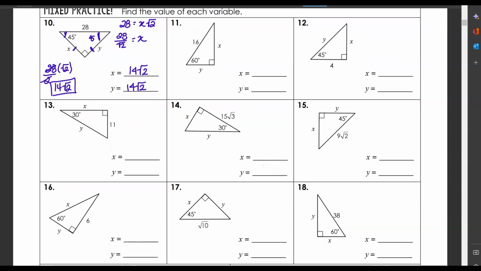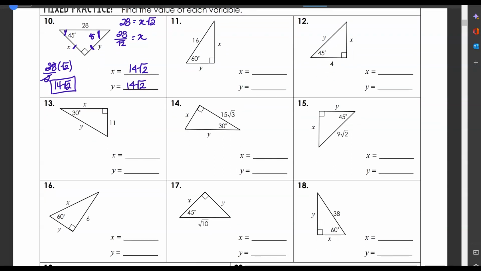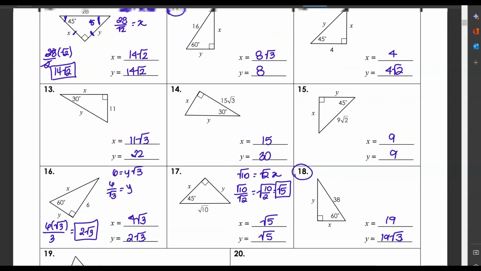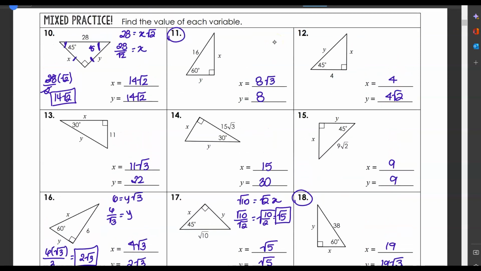Okay. All right. Let's go ahead and try some of these. Go ahead and see if you can do 11 through 18. All right, so hopefully you were able to get some of these similar answers. Number 11, 8 root 3 for the x value, because noticing that this is a 30 60 90 right triangle, y value is 8. For number 12, we are looking at a 45 degree triangle, so our x value is going to be the same as that 4, and then we got 4 root 2.